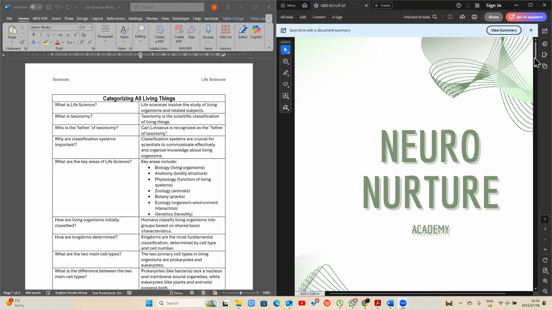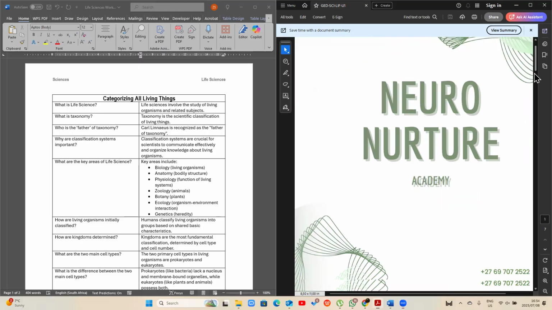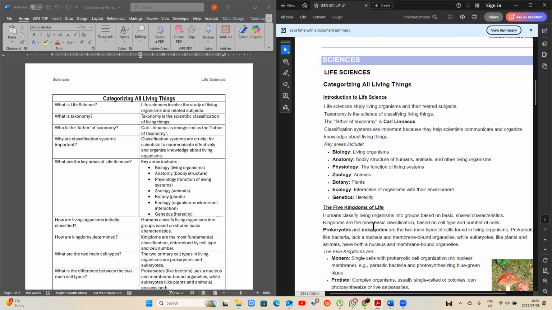Welcome to the first unit in the life sciences module. This unit, we have to look specifically at categorizing all living things. So I'm going to help you work through the study notes as well as create your own summaries.